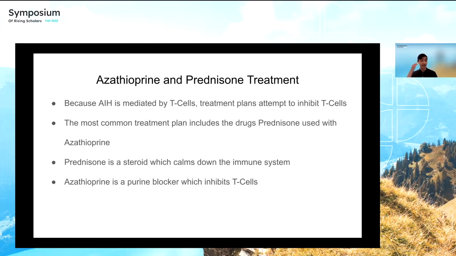Because AIH is mediated by T cells, treatment plans are usually attempting to inhibit those T cells. The most common form of this is the use of prednisone in conjunction with azathioprine. Prednisone is a steroid, and it calms down your immune system. Azathioprine is a purine blocker, which inhibits the production of T cells.